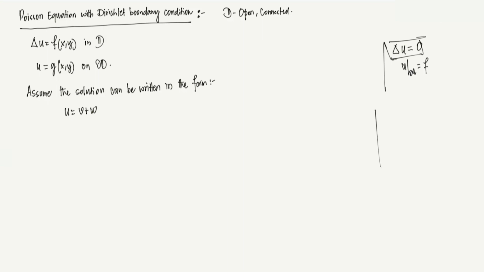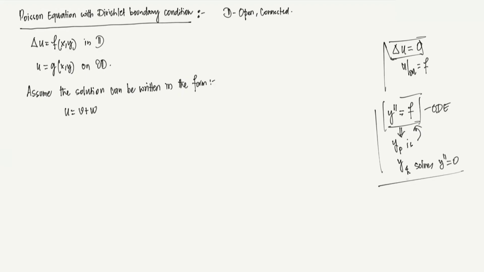So if you remember in ODE, what do you do? Let's say I want to solve this equation, y double prime equals f. This is ODE. What we do is this: if I want to find a general solution of this equation, we find a particular solution of this equation. So let's say yp is a particular solution of this equation, and let's say yh solves the equation y double prime equals 0.